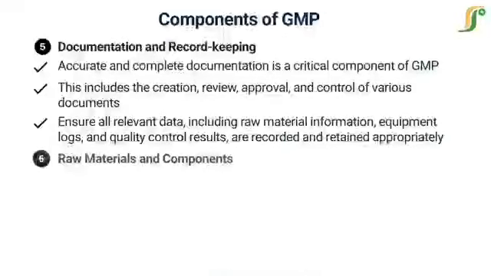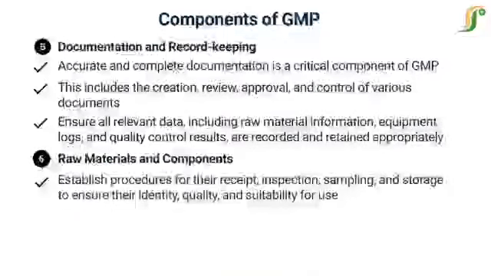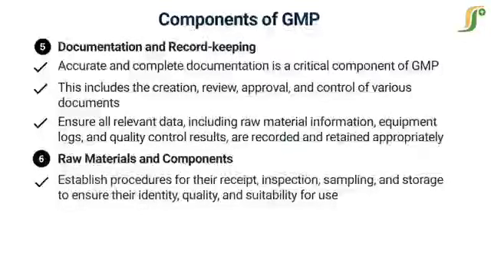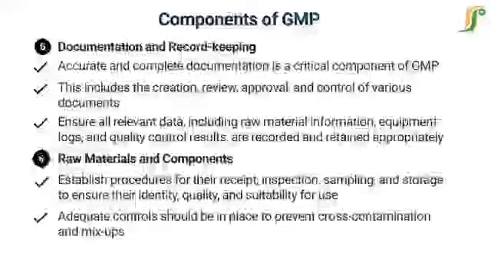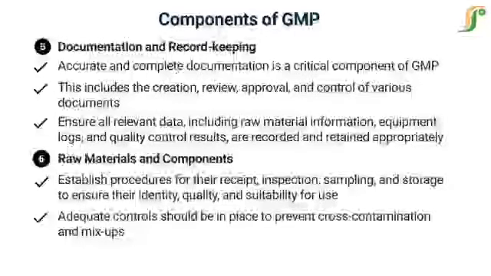Sixth component is Raw materials and components. GMP emphasizes the need for strict control over raw materials and components used in the manufacturing process. This involves establishing procedures for their receipt, inspection, sampling, and storage to ensure their identity, quality, and suitability for use. Adequate controls should be in place to prevent cross-contamination, mix-ups, and contamination of raw materials during handling and storage.